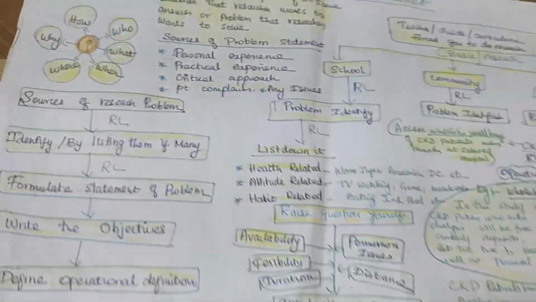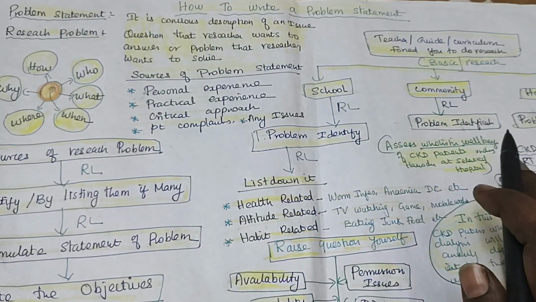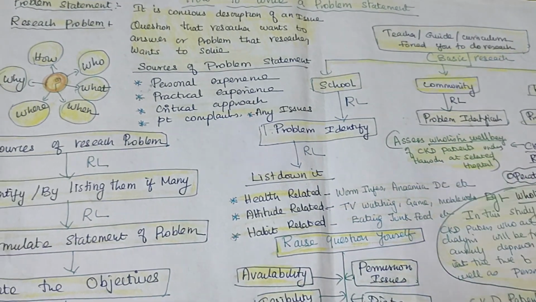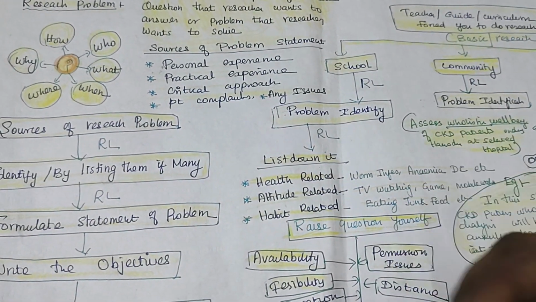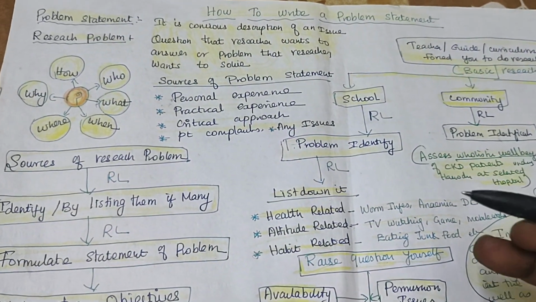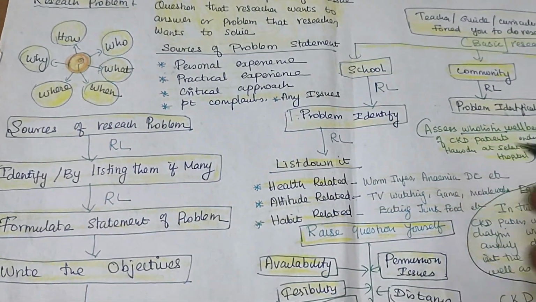Are you understanding? So hope you have understood how to write the problem statement, especially in basic research. What we are doing is called basic research. If you understand the basic steps of research, in future you can very well do PhD level or MSc level research in a very detailed manner. Are you understanding? Thank you.